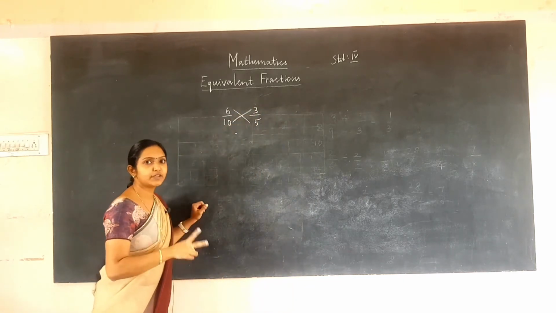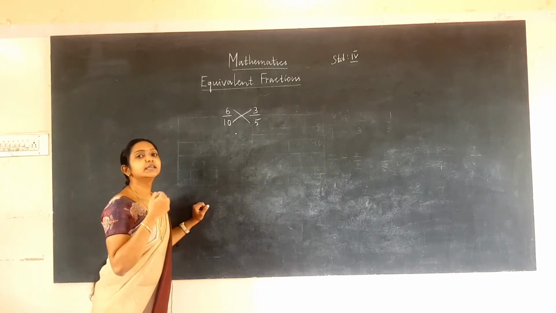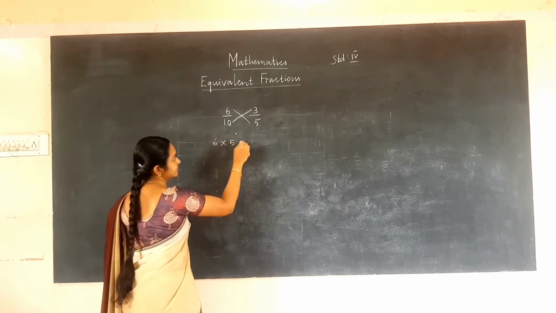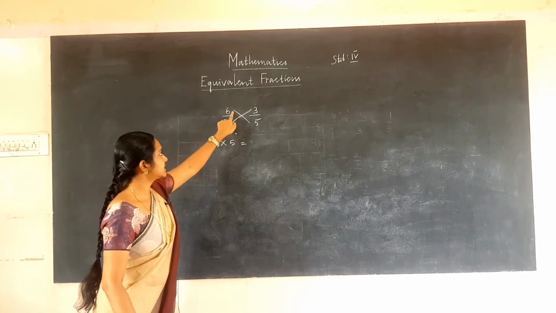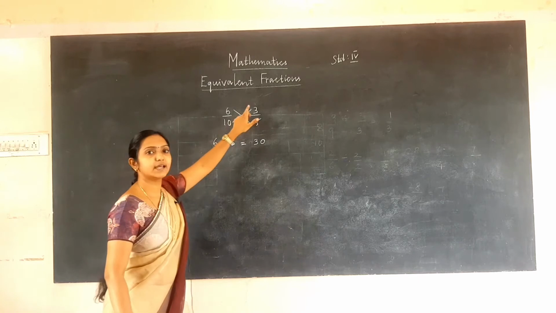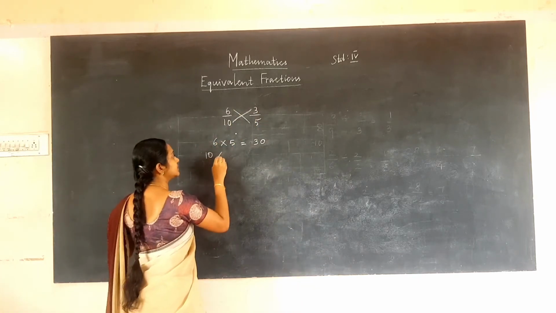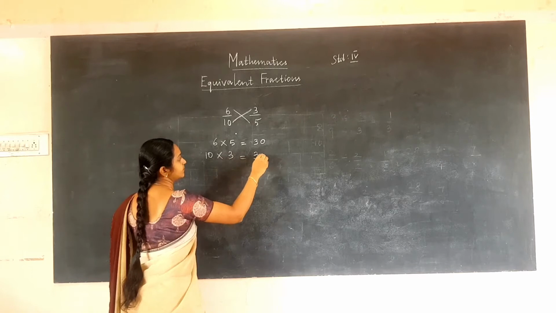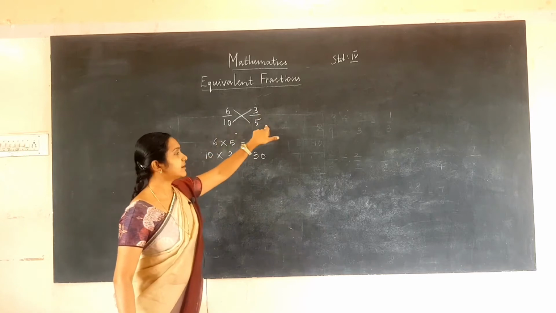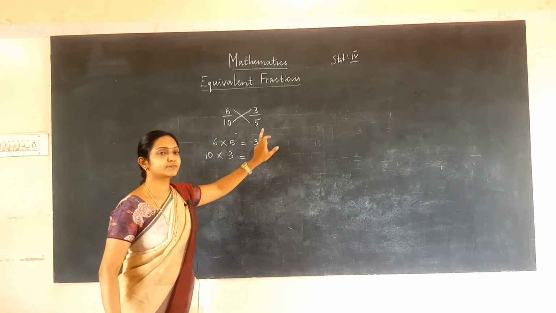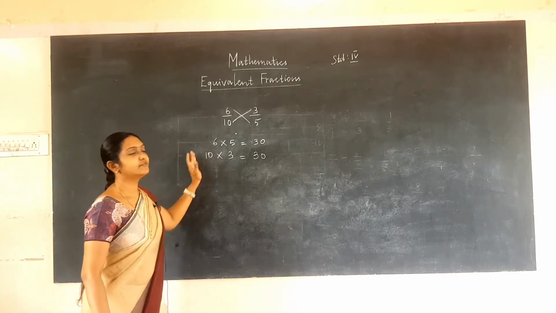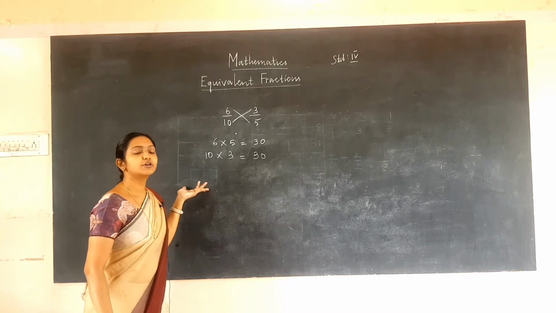Here two fractions are given. We are going to find whether they are equivalent fractions or not. First cross multiply 6 and 5. 6 5s are 30. Now cross multiply 10 and 3. 10 into 3 is 30. Both the cross products are equal. So 6 by 10 and 3 by 5 are equivalent fractions. If the cross products are equal, then it is called an equivalent fraction. We can find equivalent fractions by cross multiplying.